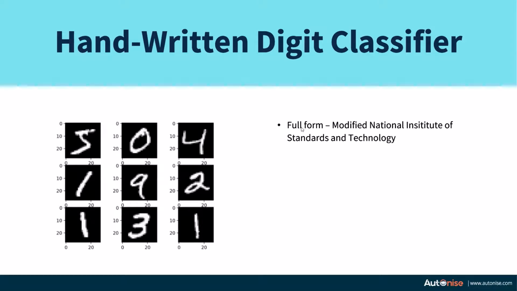The full form of MNIST is Modified National Institute of Standards and Technology. No need to remember this full form, this is just for information. There are a total of 60,000 images for training. So there are 60,000 images like this, and we have the corresponding targets as well. We have 10,000 images for testing.